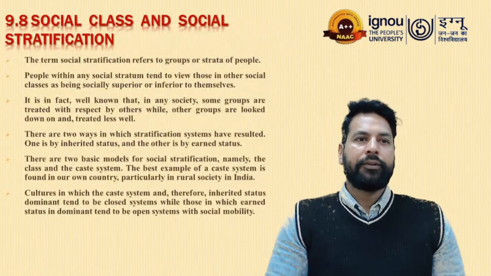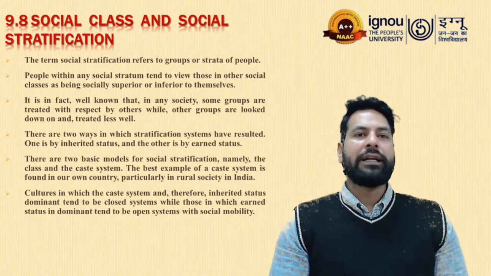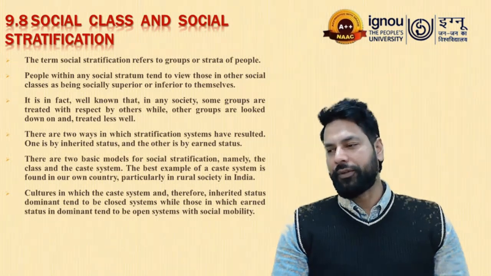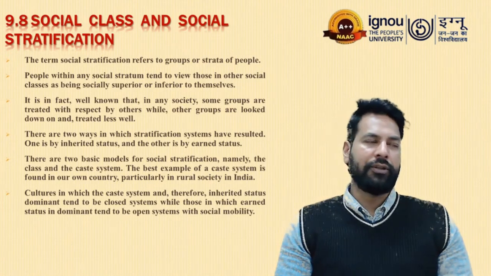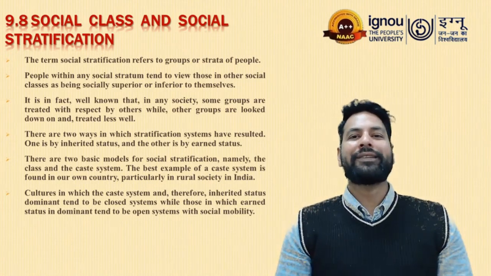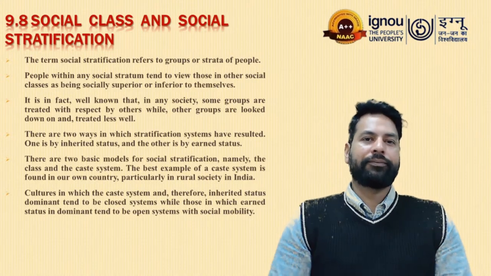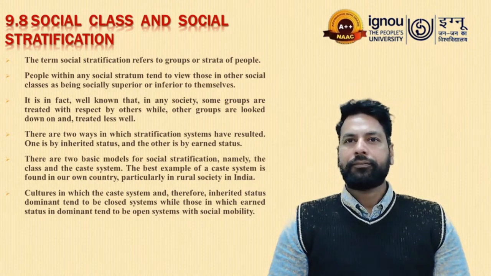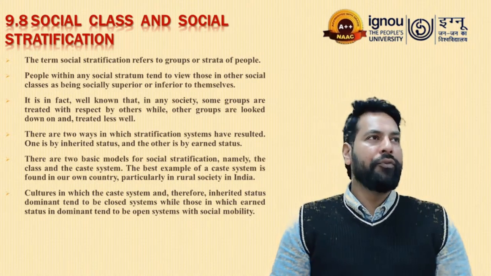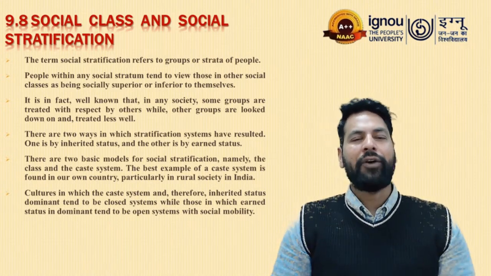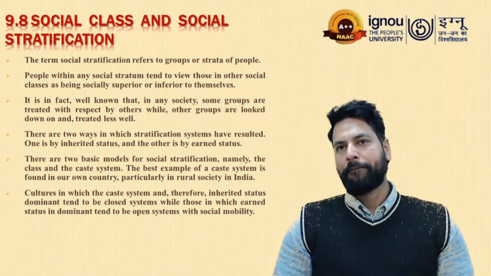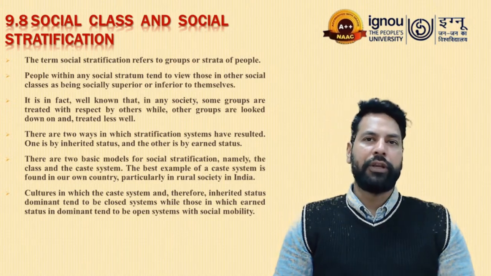We'll move. Now there are two terms, social class and social stratification. We already understood about the social class. Now we'll talk about social stratification. The word stratification comes from strata. That is a layer. In society, there are different class of people, different strata or layer of people. Again, on the basis of your education, your income.